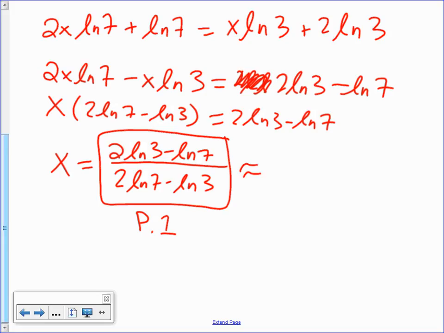Calculator. Right. Stick it in your calculator. Oh, lots of parentheses. Or if you do alpha y equals, you can make it into a fraction.